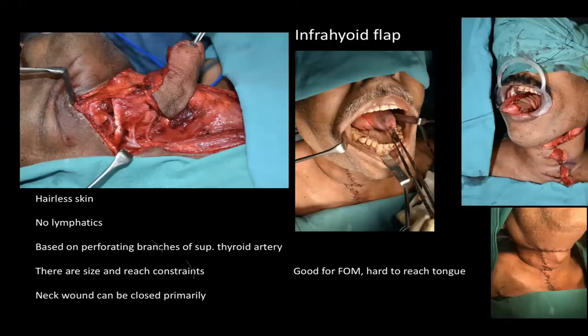So this is also a very elegant flap to do for the oral cavity, and I like it for floor of mouth defects because it reaches the floor of mouth really very well. And not many people do it, and there are not too many descriptions also, but it is a very reliable flap. There are no issues with its vascularity.